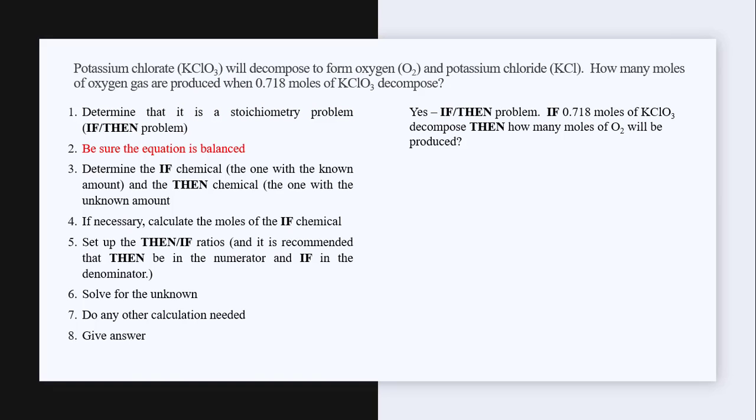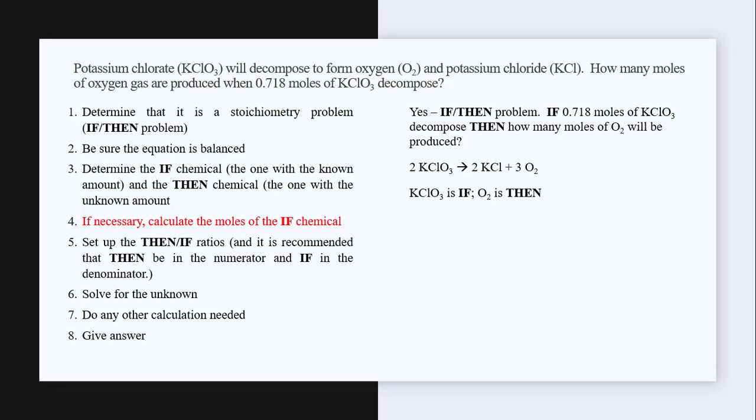Make sure the equation is balanced. Here are the chemicals involved, and when you balance it, it looks like this. Now determine the if and the then chemicals. We did that in step 1. We know that the potassium chlorate is the if, the oxygen is the then.